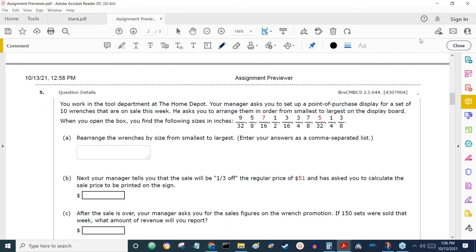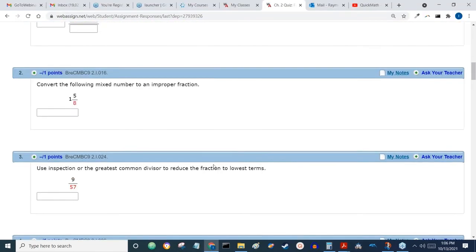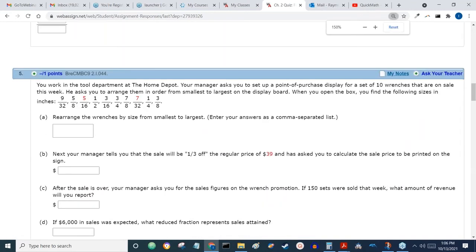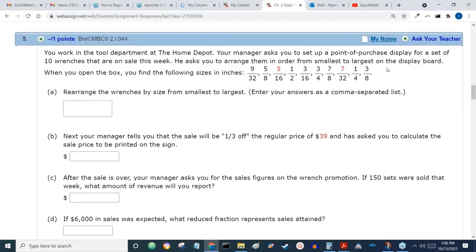Problem 5 is one people get wrong just because they type it in wrong sometimes. So I just wanted to go over 5 on screen here to help you out. And let me see if I can draw with GoToWebinar. Yes, I can. All right.